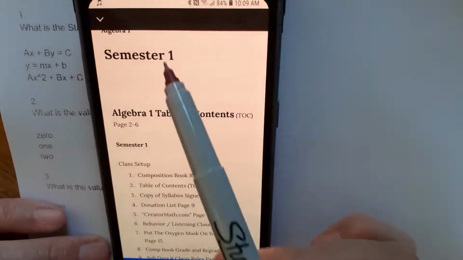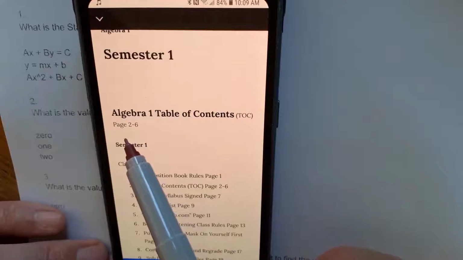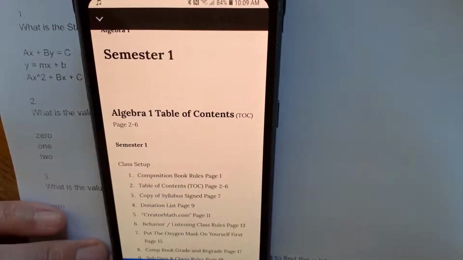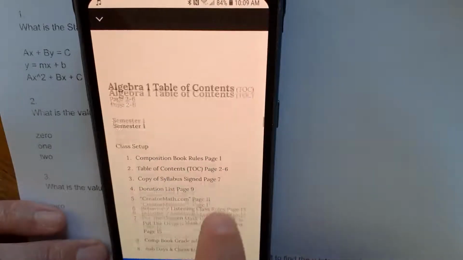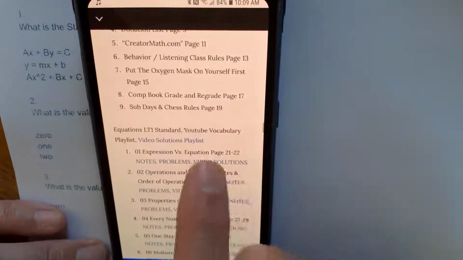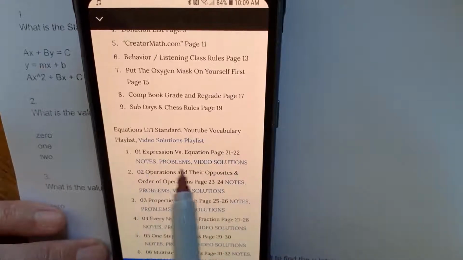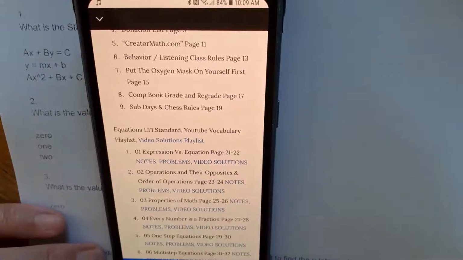Next, find the semester that we're interested in. So for this lesson, this is semester 1, and it's the table of contents here, which you should have already written in full on pages 2 through 6 of your composition book. If you haven't done that already, please stop this video and go back and do that. The reason the table of contents is important is because it lists the page numbers for every set of notes and every lesson, and gives you the notes and gives you the problem set and the video solution.